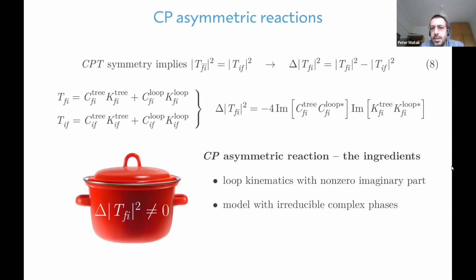The only problem is, we need to get CP asymmetric reactions, which is one of the Sakharov conditions for baryogenesis in the early universe. You need a theory in which you can develop loop kinematics with non-zero imaginary part, and the model has to come with irreducible complex phases in couplings. The question is if this is a sufficient condition to get a CP violation in reaction rate, and it turns out that it is not.